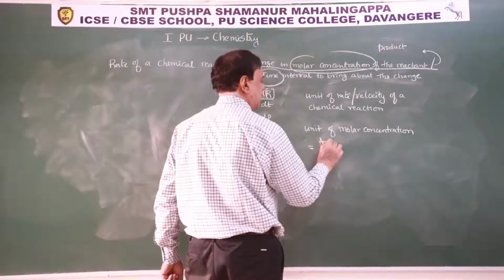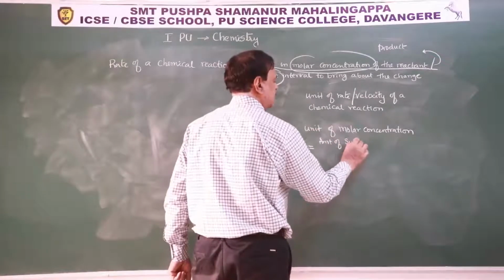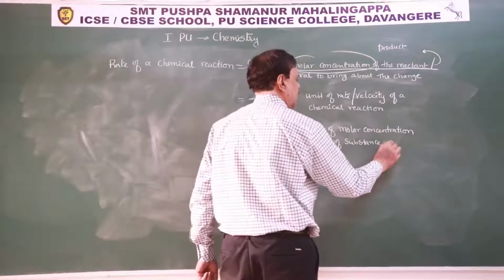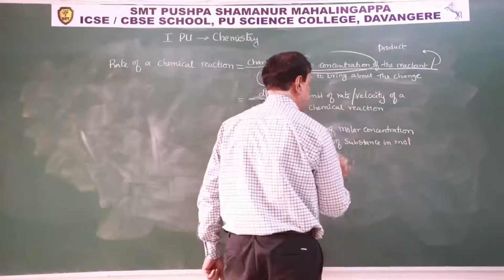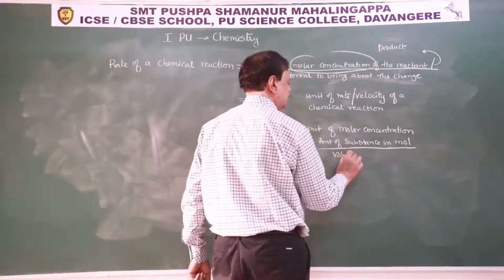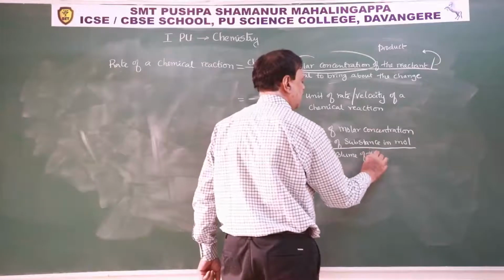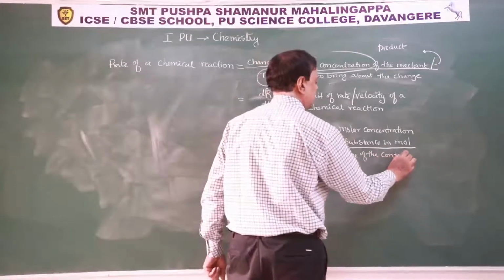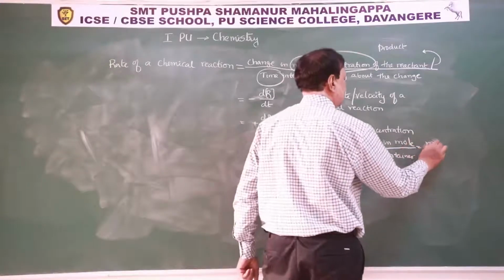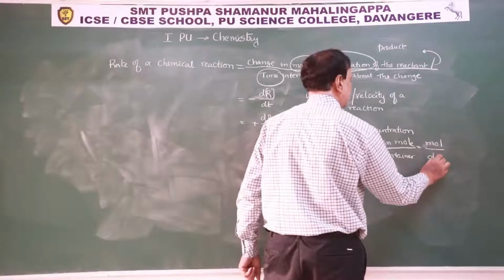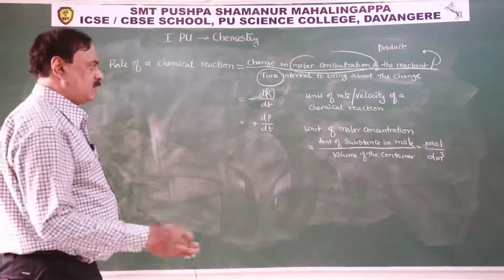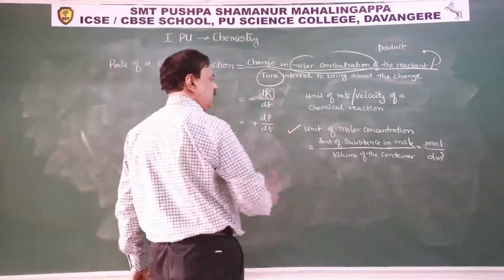Amount of substance is usually expressed in terms of mole. Amount of substance in mole divided by the volume of the container, which is equal to liter or cubic decimeter, either in terms of liter or cubic decimeter. This is the unit of molar concentration.